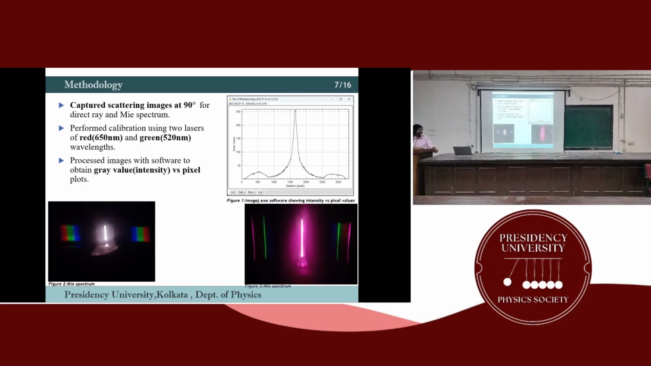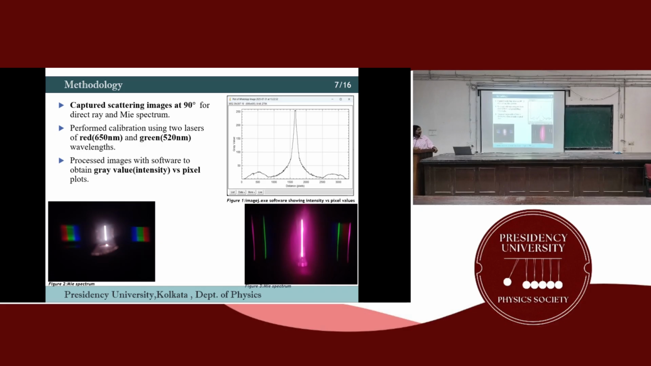And then this is the calibration picture. Here I am getting green and red. We are using the calibration because we consider the red light wavelength to be around 650 nanometers, and the green light wavelength to be around 520 nanometers. Then I plotted a line through it, and through the line I got the gray value versus distance. Gray value is nothing but intensity here.